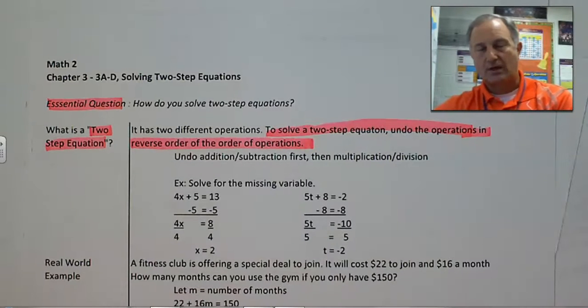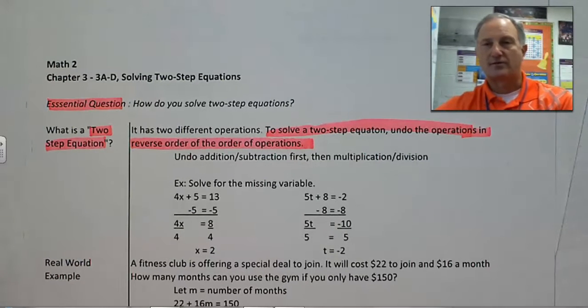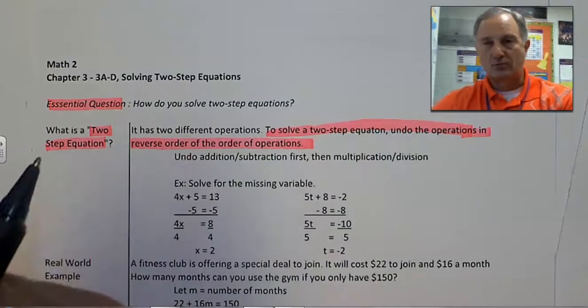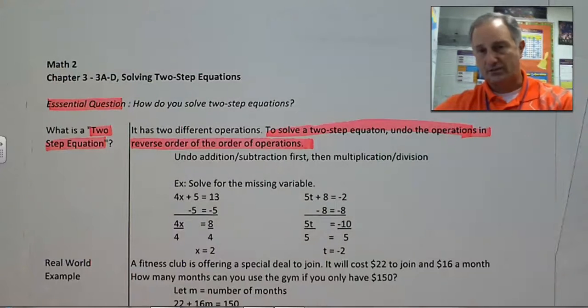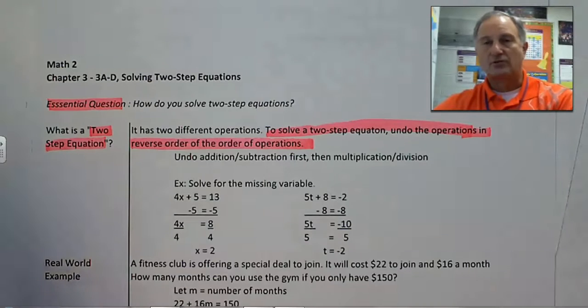Now remember, we've been working PEMDAS in reverse to solve for that variable, to get x isolated by itself, or whatever letter we're using. Wherever that variable is, we want to get it by itself on one side. And since we're doing PEMDAS in reverse, we're getting rid of addition and subtraction first, and then multiplication and division. We're also doing the opposite operation to do that. So everything we've done the last couple of weeks is still the same. Just do them step by step. Get rid of subtraction and addition first, and then multiplication and division.